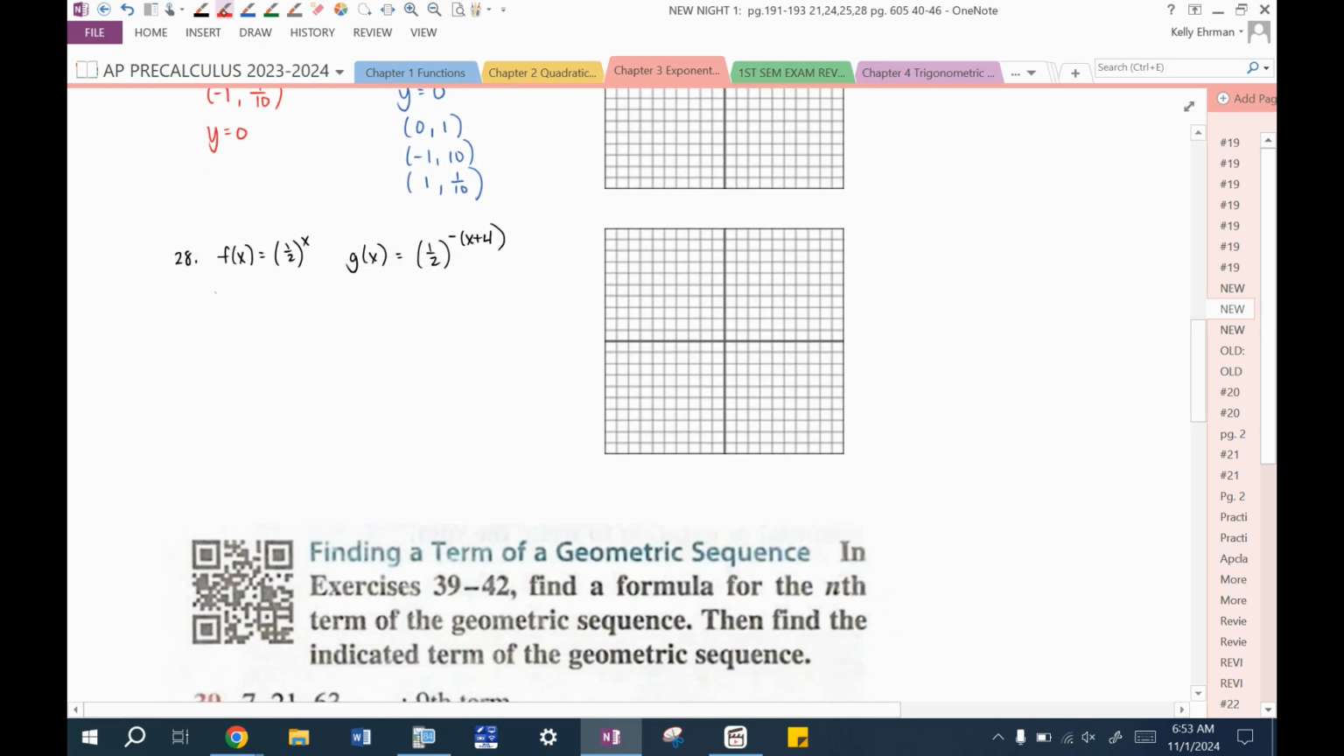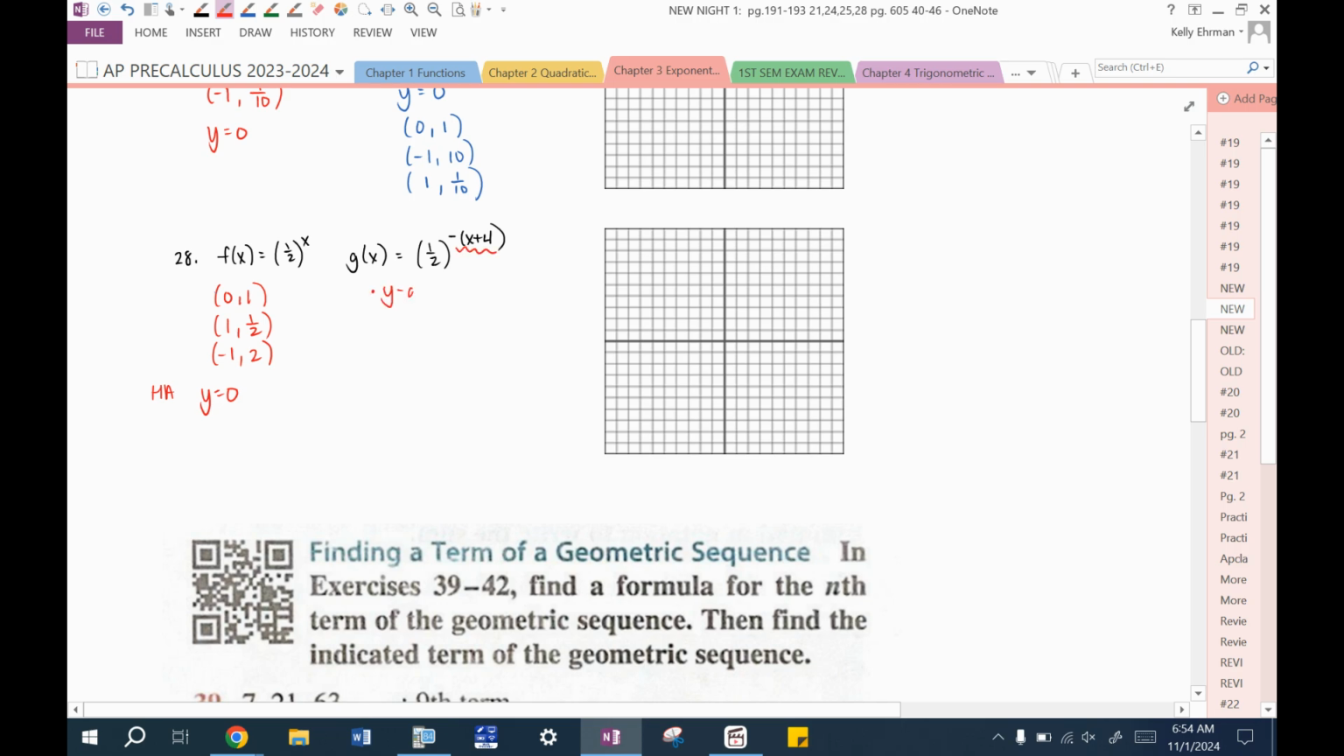All right, last graph here. So nice numbers are 0, 1, 1, 1/2, and then when you plug in negative 1, you would get 2. We have a horizontal asymptote of y equals 0. And then this has been factored out for us, so that's nice.